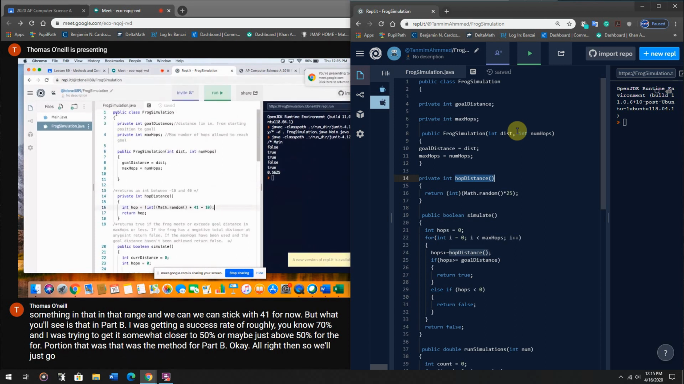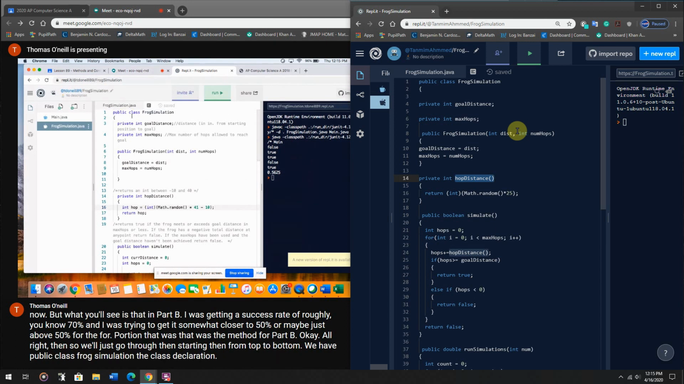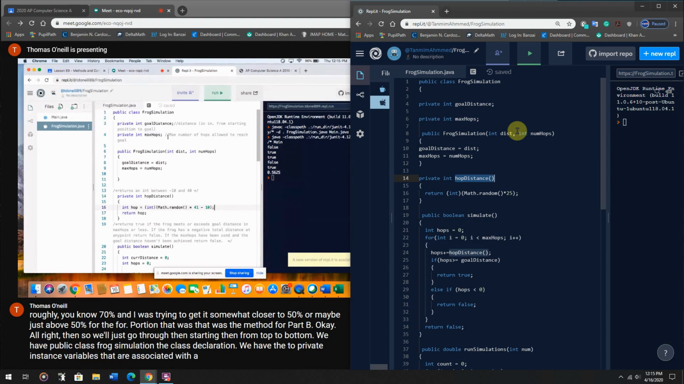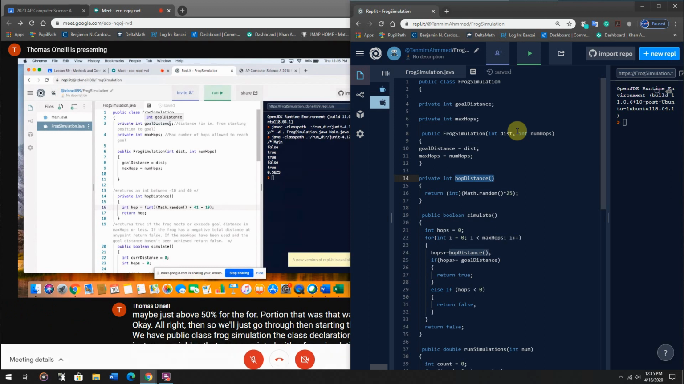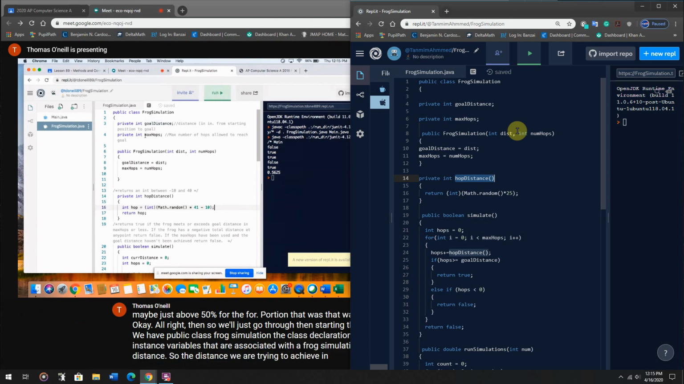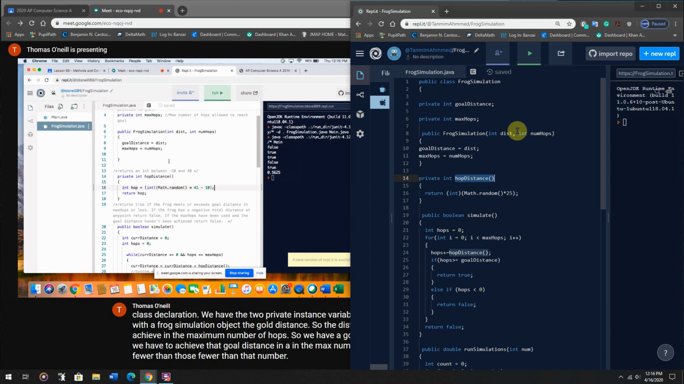So we'll just go through then, starting from top to bottom. We have public class FrogSimulation, the class declaration. We have the two private instance variables that are associated with a FrogSimulation object, the goal distance, so the distance we are trying to achieve in the maximum number of hops. So we have a goal distance in mind, and we have to achieve that goal distance in the max number of hops given, or fewer than that number, okay?